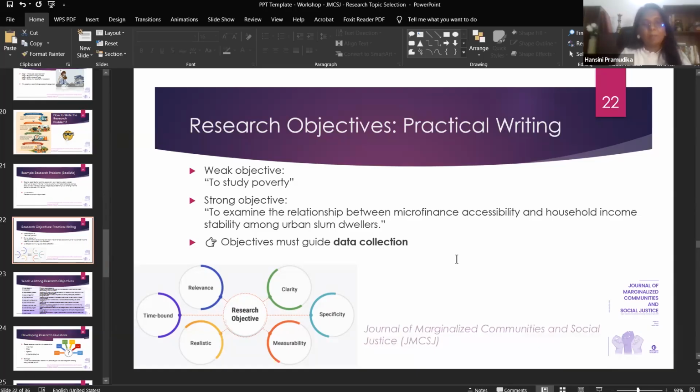To examine the relationship between microfinance accessibility and household income stability among urban slum dwellers. So then what happens? It is very informative and it guides you perfectly. It mentions the context, it mentions the variables. It mentions what you are going to check: the relationship between microfinance accessibility and household income stability. So you are going to check a connection, a relationship. Likewise, that's how you have to build the research objectives.